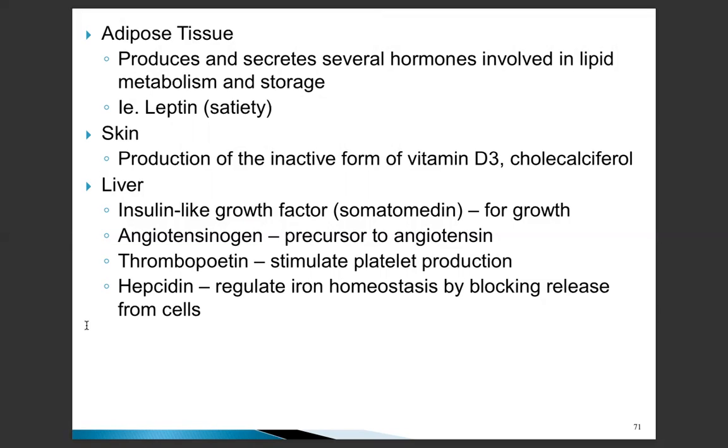And we also have the liver, which produces insulin-like growth factor for growth. You also have angiotensinogen, the precursor to angiotensin. And then we have thrombopoietin, which stimulates platelet production. We have hepcidin, which regulates iron homeostasis by blocking release from cells.